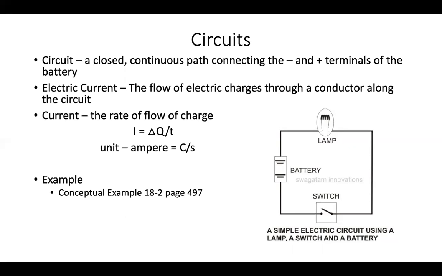Current has to do with how much charge is going. I emphasize that because it's a common misconception, that a higher current means that the electricity is moving faster. That is not the case. Higher current just means more charge is moving. Okay. Any questions?